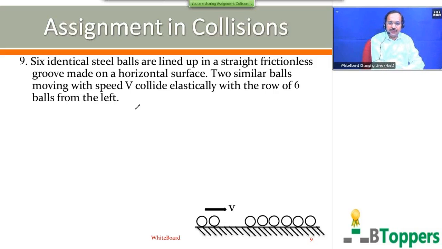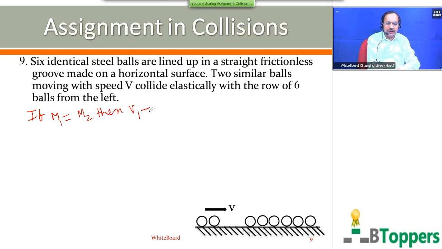So in a one-dimensional elastic collision, if the two colliding bodies have same mass, then their velocities will be interchanged after the collision. That means the final velocity of the first body becomes equal to initial velocity of the second body, and final velocity of the second body is equal to initial velocity of the first body. So if m1 equal to m2 and the second body is initially at rest, then v1 equal to u2, which is 0.